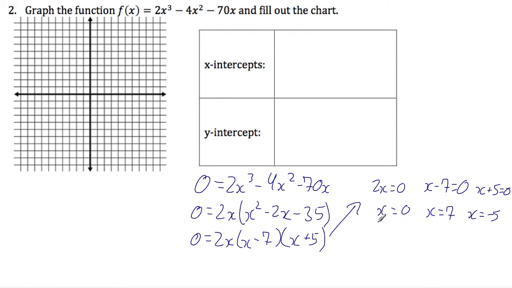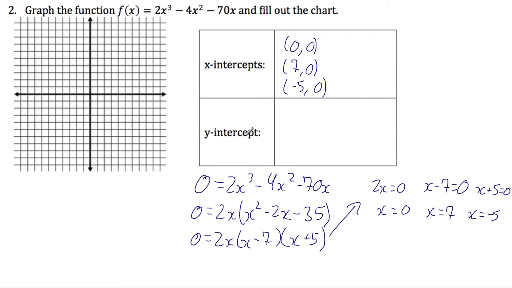Now, of course, it would be silly to leave our answers in this form because these are equations of lines. x equals 7 is a vertical line. So we write these as points: 0, 0, 7, 0, and negative 5, 0.